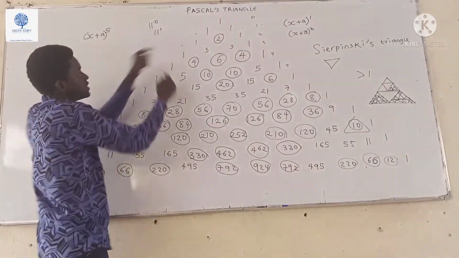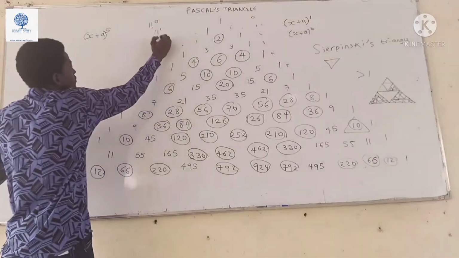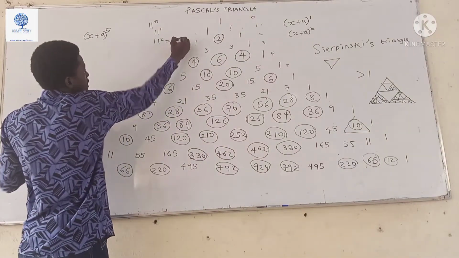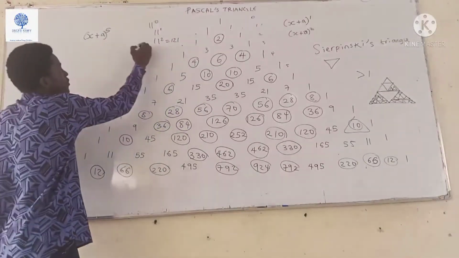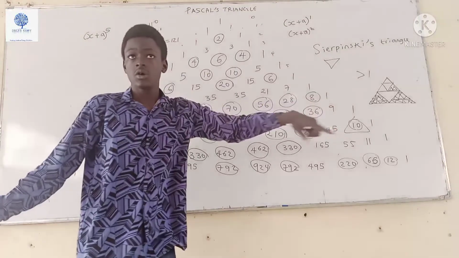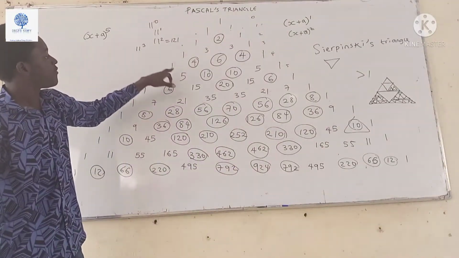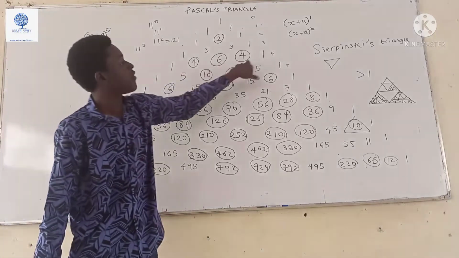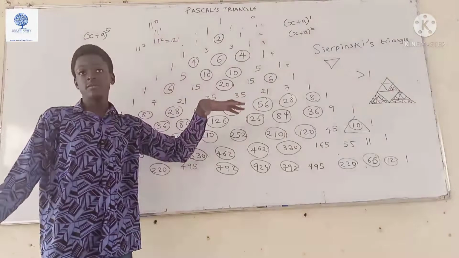11 raised to the power of 1 is 11, which is 1 and 1. 11 raised to the power of 2 is 121, which is 1, 2, 1. Do the same thing for 11 raised to the power of 3. You get 1, 3, 3, 1. You can convert that using your calculator. Do the same thing for 11 raised to the power of 4. You get 1, 4, 6, 4, 1 as your answer. Are you understanding what I'm saying?